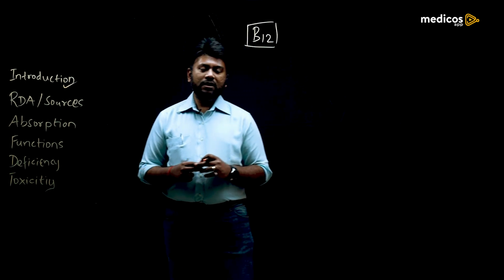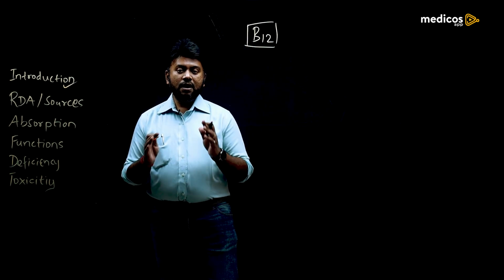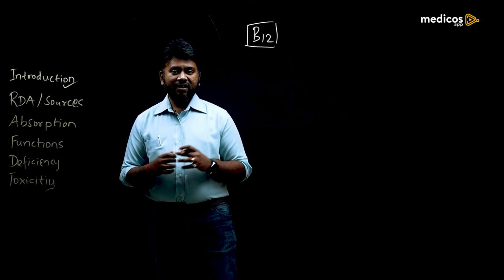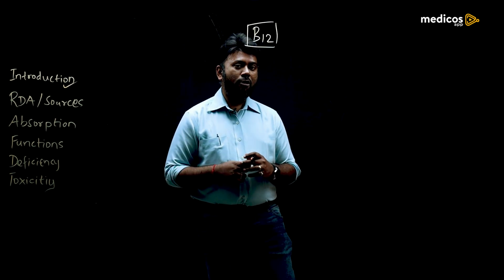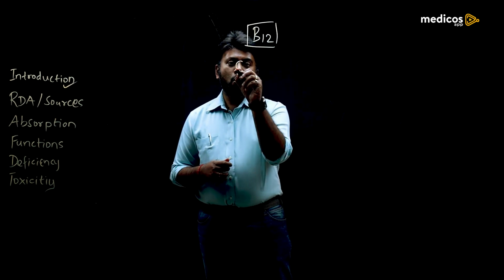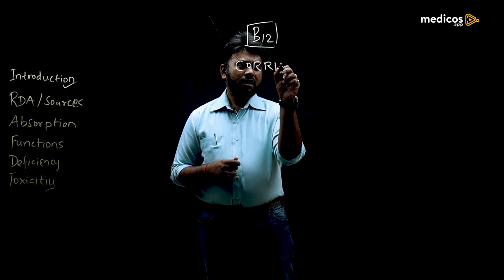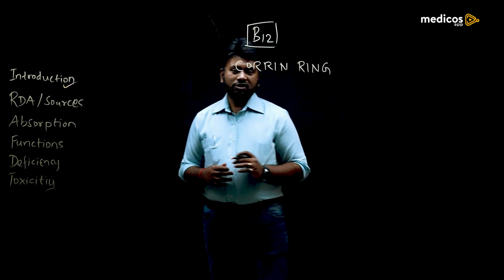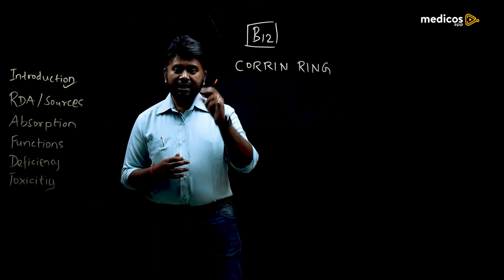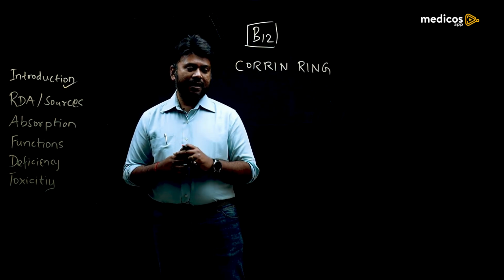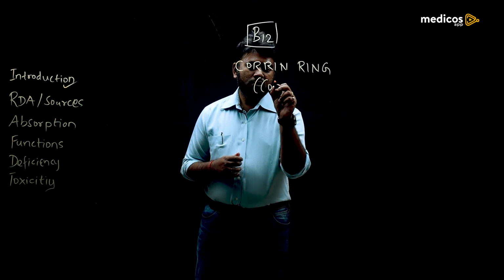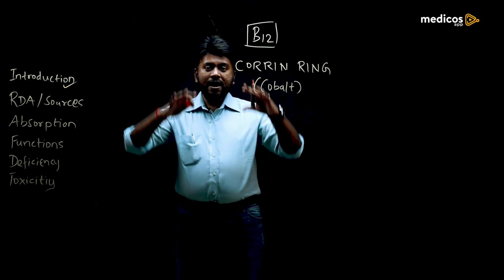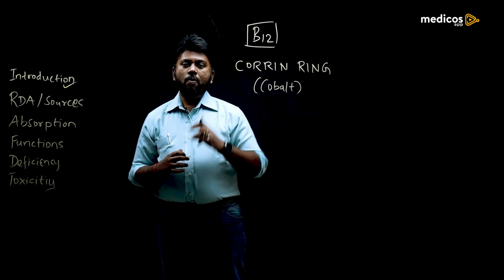So the structure of vitamin B12 is almost similar to that of heme. We all know that heme is made up of a porphyrin ring, but B12 is made up of a similar ring called the corrin ring. This is also like a porphyrin ring, made up of a tetrapyrrole structure, but in heme, at the center we have an iron atom, whereas here, instead of iron, we have a cobalt atom. That is the difference. So this corrin ring is also a tetrapyrrole ring structure with a cobalt atom at its center.